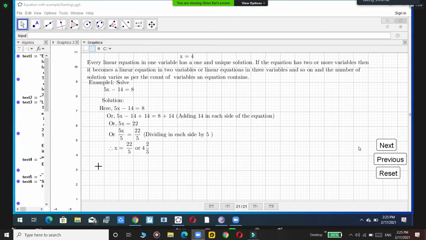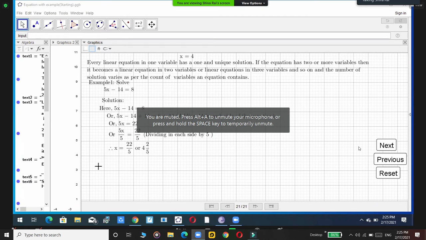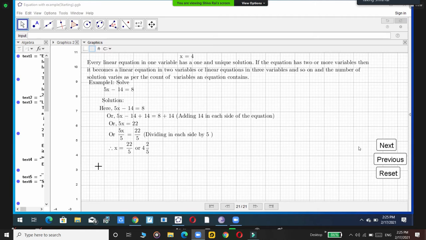How can we remove the 5? If we divide by 5. If we divide by 5 on the left-hand side, we have to divide on the right-hand side also. If you divide only on the left-hand side, your steps will be wrong. So you can divide by the same quantity on each side of the equation. We can add the same quantity on each side, and we can subtract the same quantity on each side of the equation.